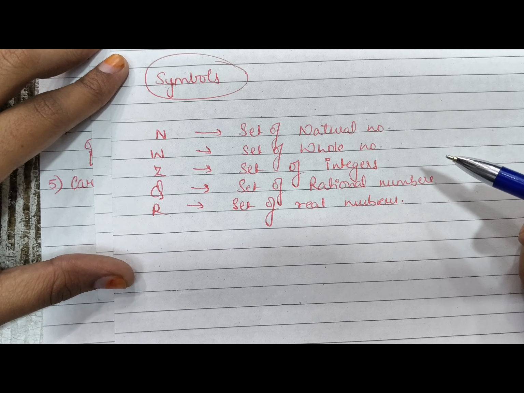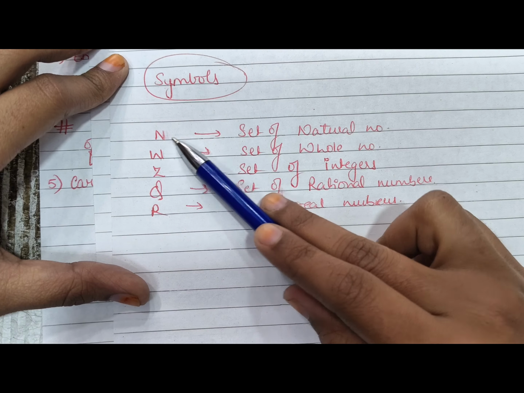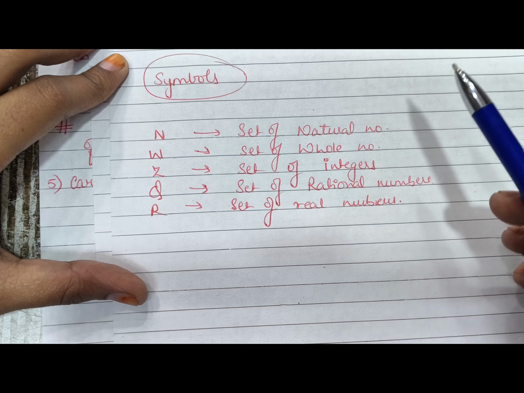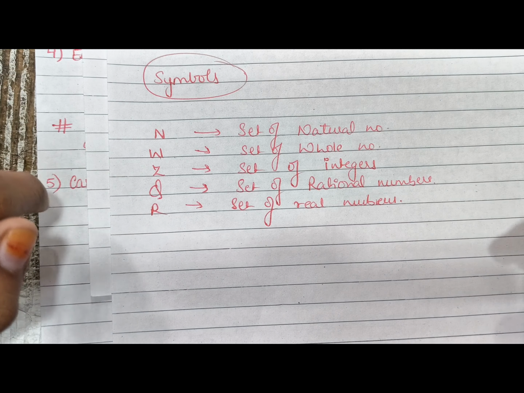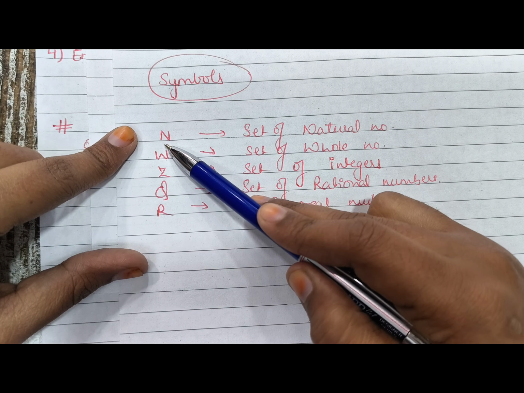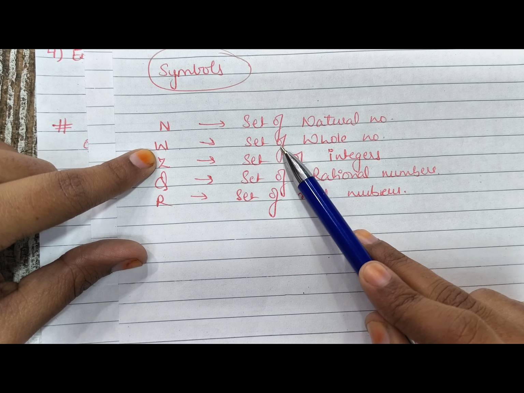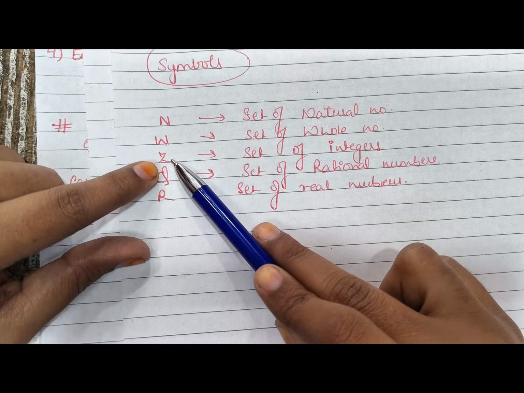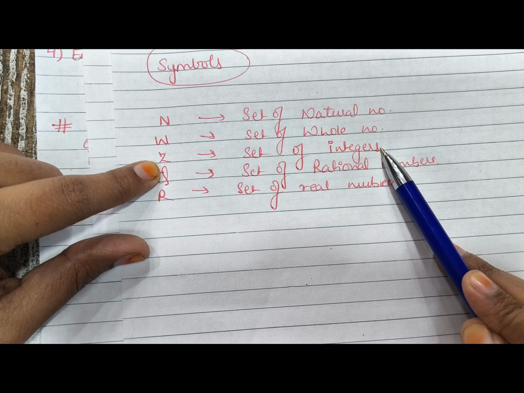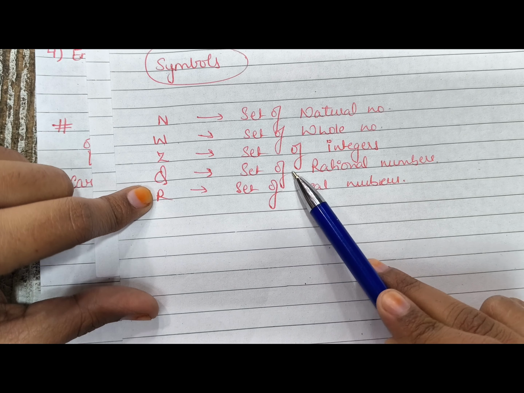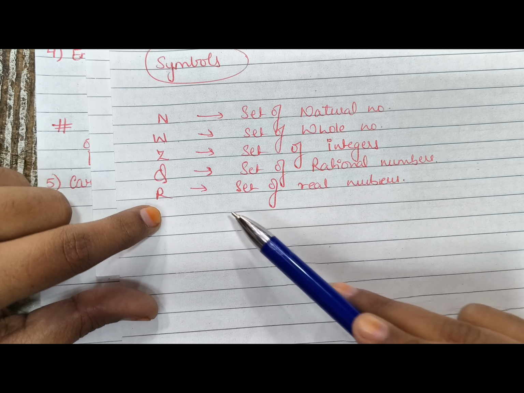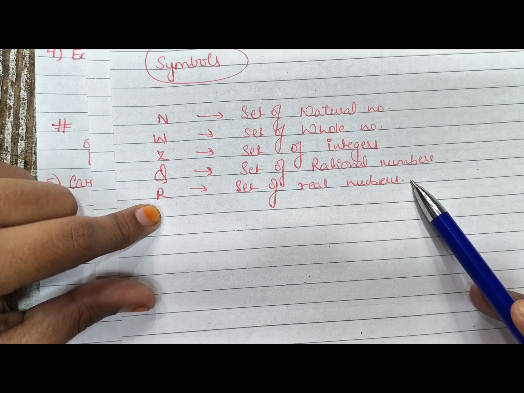Now let's understand the symbols. N stands for the set of natural numbers. Whenever there is a set of natural numbers, or a set in which all the natural numbers are given, we'll write the symbol N. W stands for the set of whole numbers. Z stands for the set of integers. All the integers will be contained in this type of set. Q stands for the set of rational numbers and R stands for the set of real numbers.